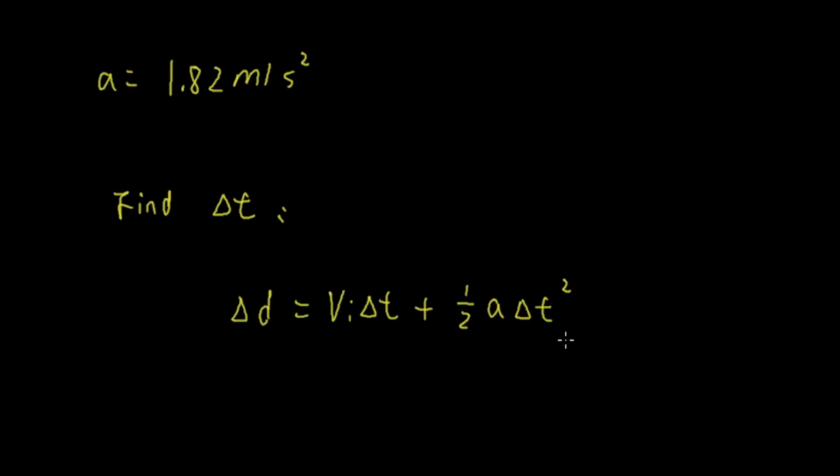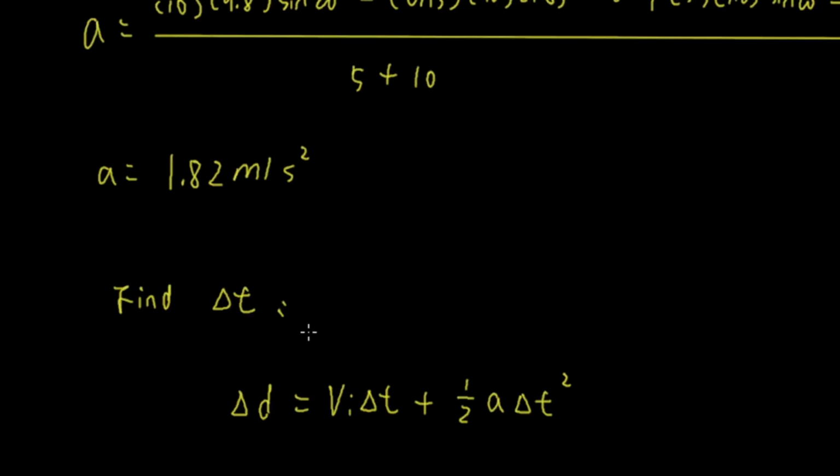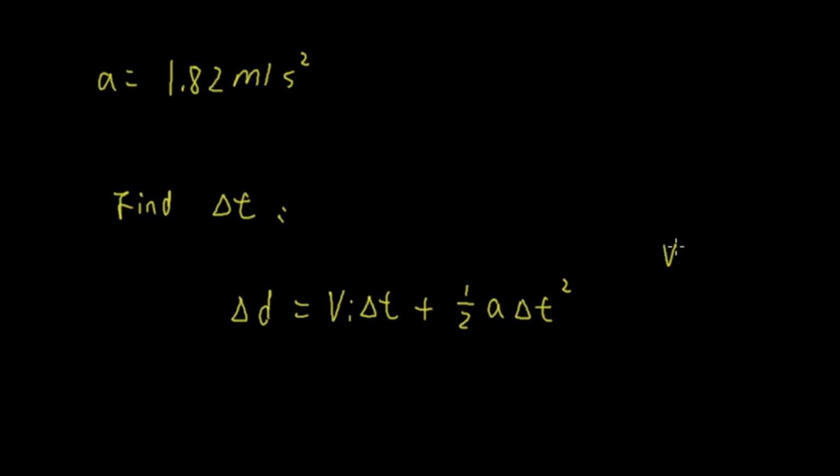Okay, so we know this value. We don't know what v initial is. We don't know what time is. We know a, which is what we calculated here. How do we find time? We do know what the initial velocity is. Think about that. When the two packages were put on the ramp at the beginning, before they slide down, the initial velocity of these two packages is 0, right? Because they were just put there and they're not moving and they just slide down after. So the initial velocity is 0 meters per second.